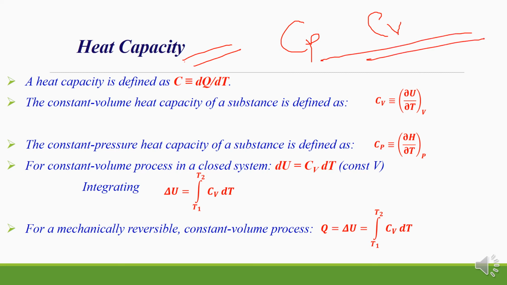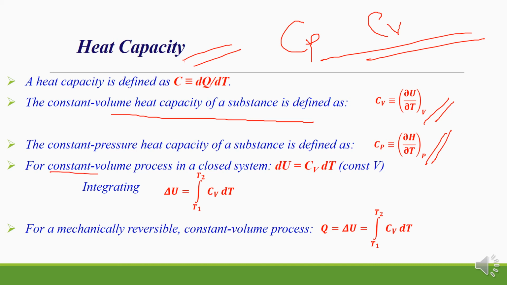So here you can say the constant volume heat capacity of a substance is defined as Cv, as the differential change in internal energy with respect to temperature at constant volume. And the constant pressure heat capacity of a substance is defined as Cp, which is equal to the differential change in enthalpy with respect to temperature at constant pressure, right.